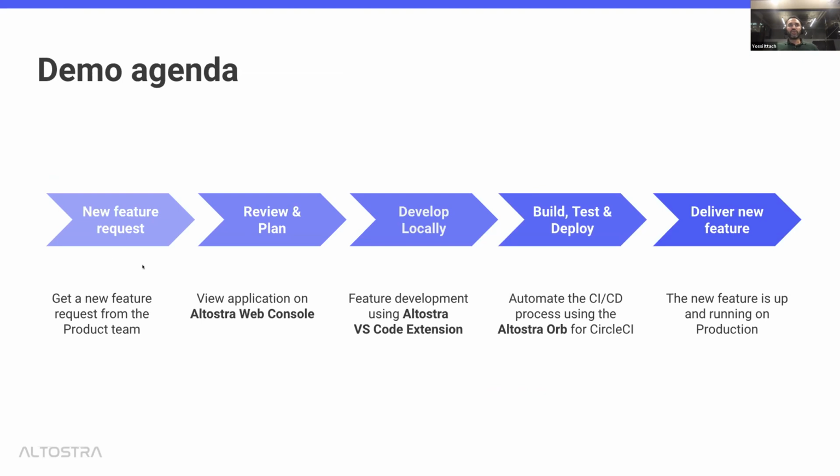First of all, we're going to get a new feature request, and we're going to talk about the product that we currently have. Then we're going to see what we have currently deployed on the Altostra web console, look around a bit, and develop code locally. I'll copy paste the code, you won't have to stay long. Then we'll see how we integrate it with CircleCI to test and deploy automatically on environments. And if everything works correctly, deploy it to production.